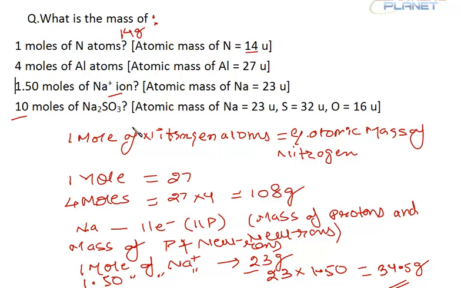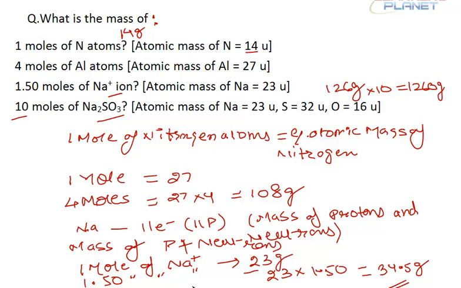Likewise, you can find the mass of 10 moles of sodium sulfide also. First of all, find out the mass of 1 mole of sodium sulfide and then the 10 moles. Okay, just calculate it. The gram molecular mass of Na2SO3 comes out to be 126. So 1 mole of sodium sulfide weighs 126 grams. 10 moles of sodium sulfide will weigh 126 into 10, that is equal to 1260 grams. Right? The mass of 10 moles of Na2SO3 will be 1260 grams.